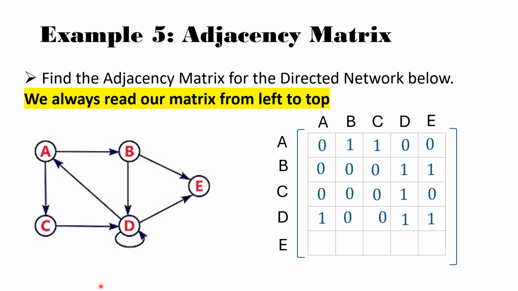Our last row here is then E to A. There are no connections. E to B. Again, although there is an edge between them, it's not going the right way. That's also 0. E to C are not connected at all. E to D are connected, but the arrow is the wrong way. You can't go from E to D, so that is 0. And then finally, E to E, there is no loop. So we get a 0.